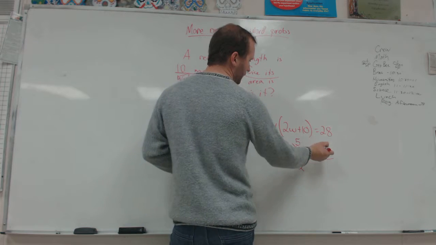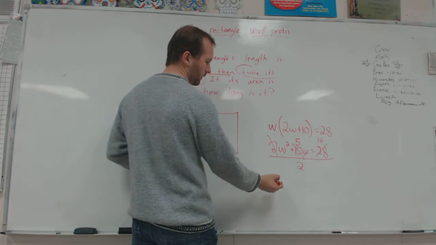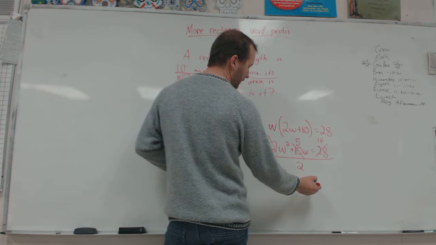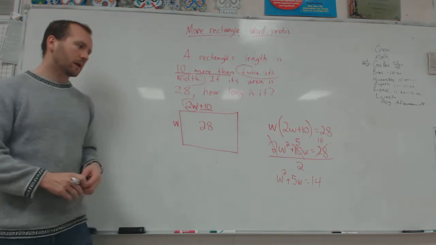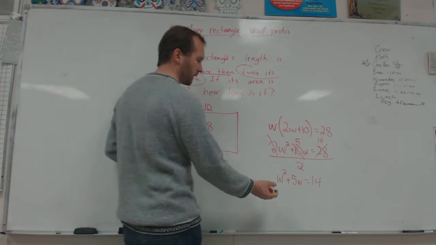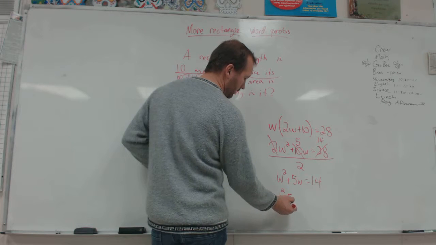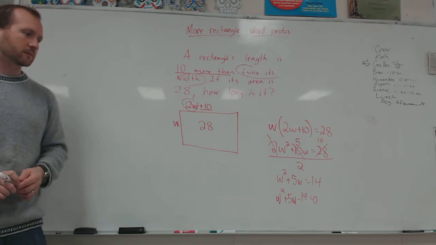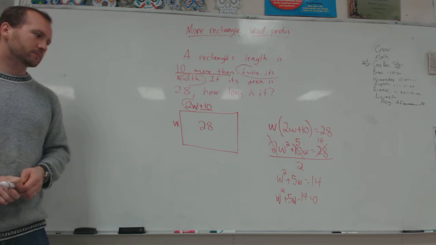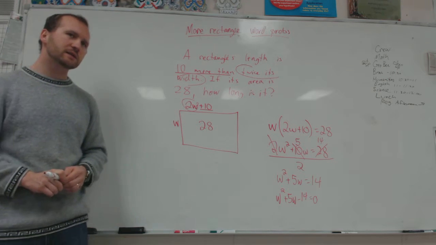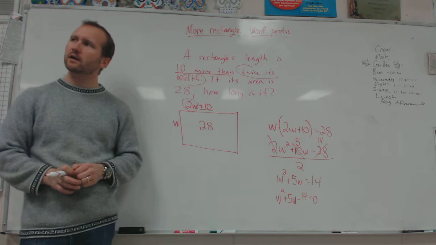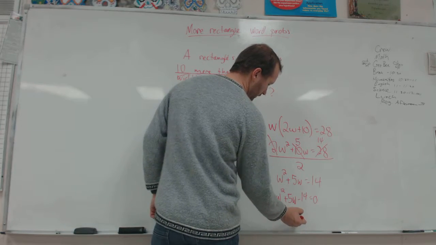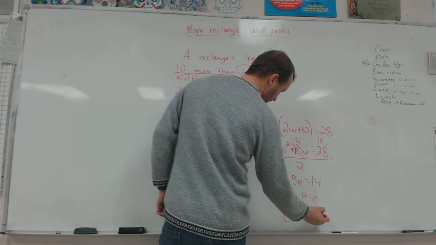Here we've got a 5, and here we've got a 14. So we're going to end up with w squared plus 5w equals 14. And that's going to save us a lot of trouble. So w squared plus 5w minus 14 must equal 0 by subtracting 14 from both sides. And then we can factor that. What are factors of negative 14 that add to 5? 7 and negative 2. So we've got w plus 7, w minus 2.